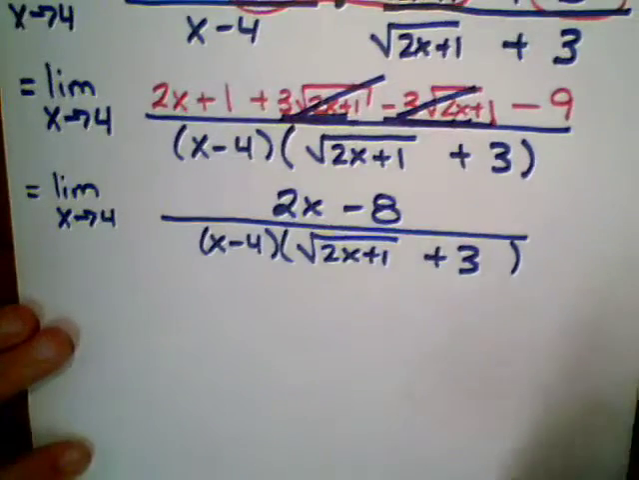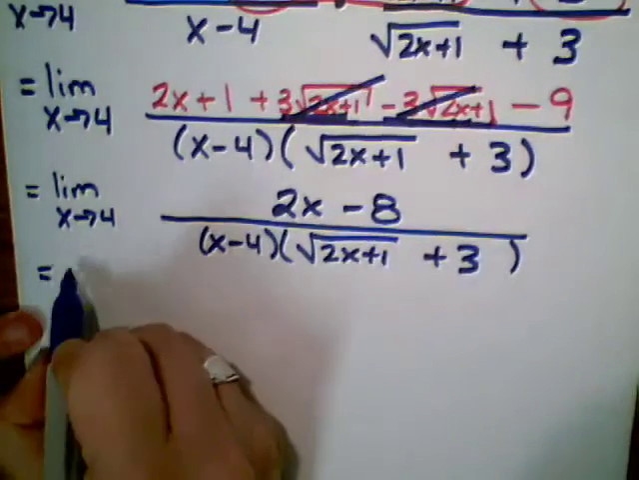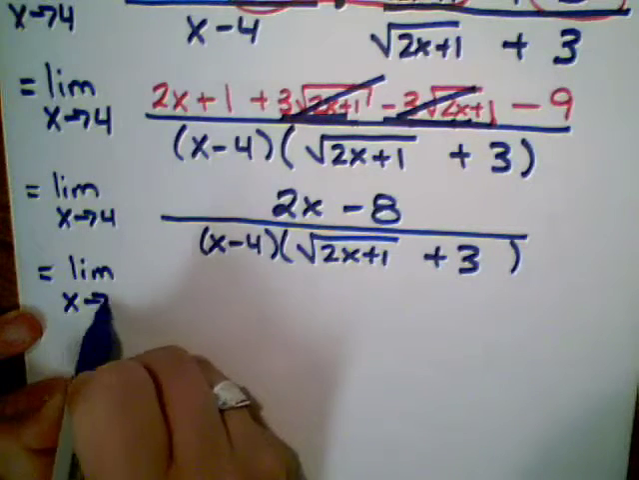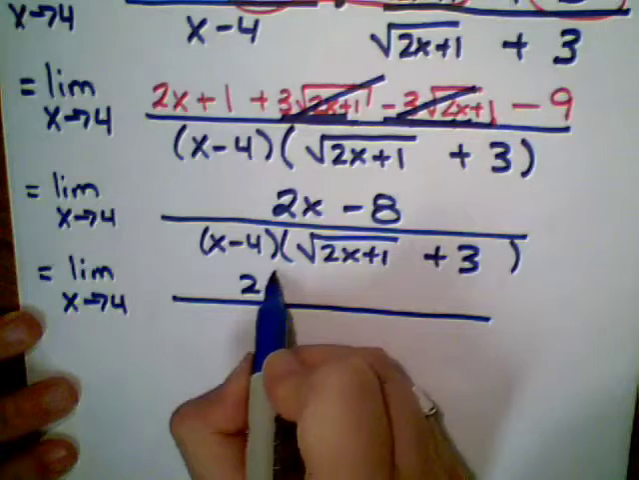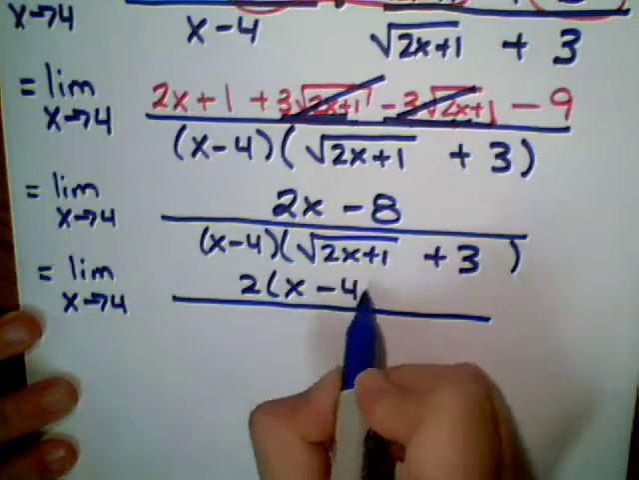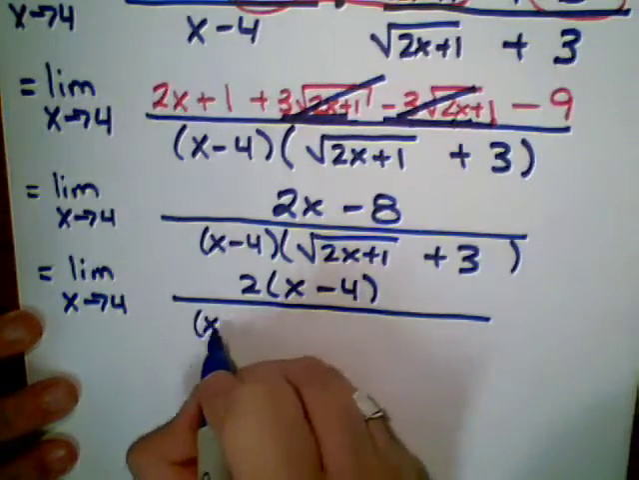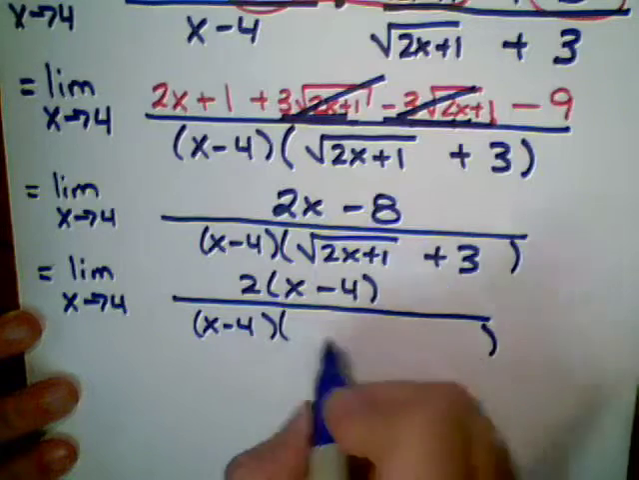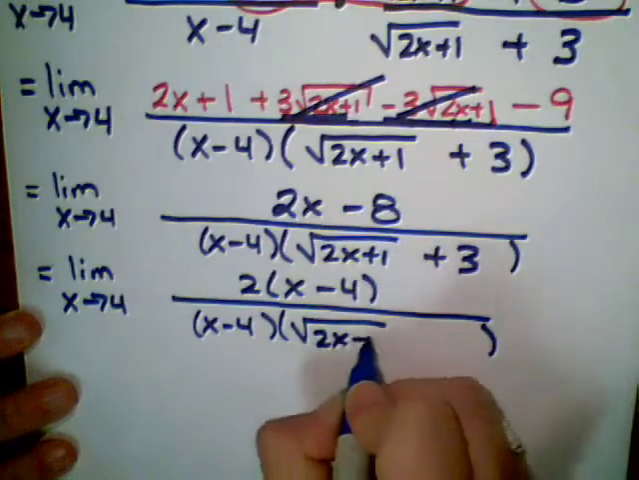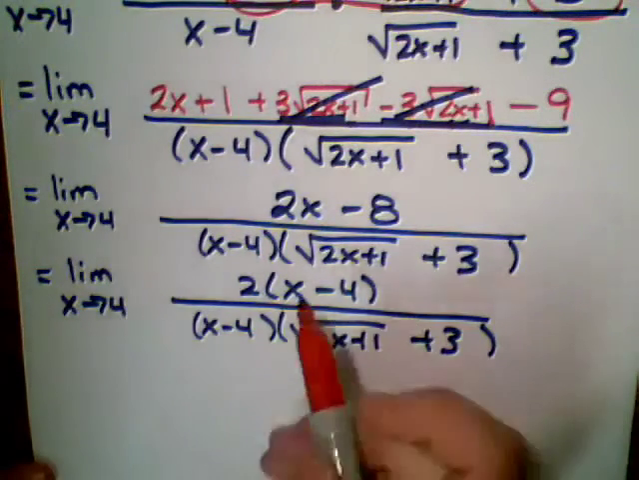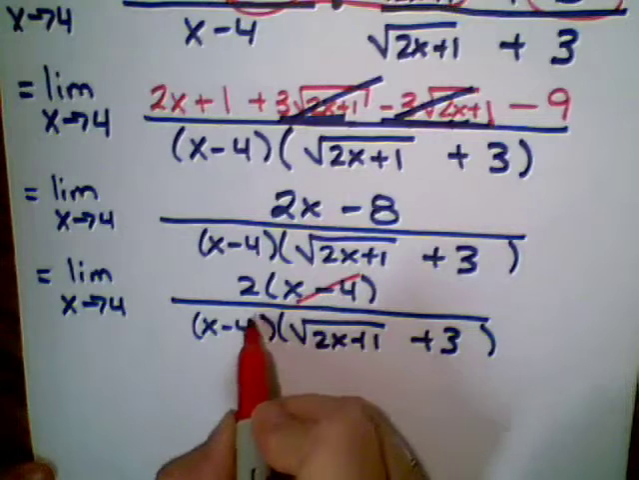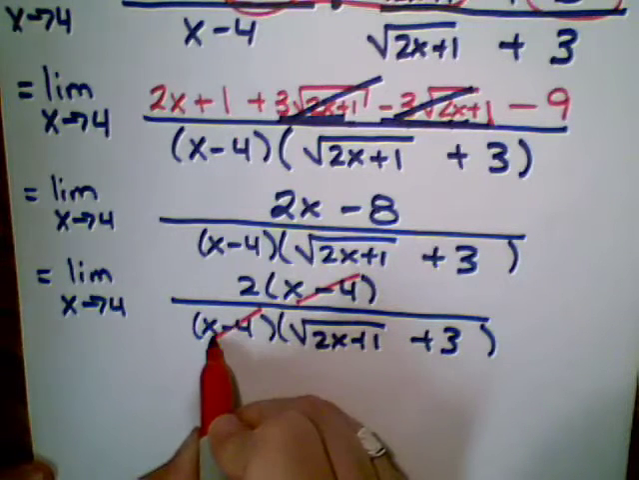Alright, now that's looking better. You might recognize in the top we have a common factor. What is that common factor? 2. When we factor out a 2, we're left with x minus 4 in the parentheses. That's helpful. Okay. We remember from the first example, it's okay to cross out x minus 4 divided by itself.